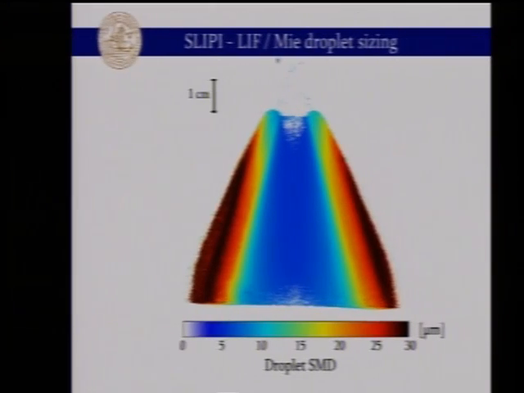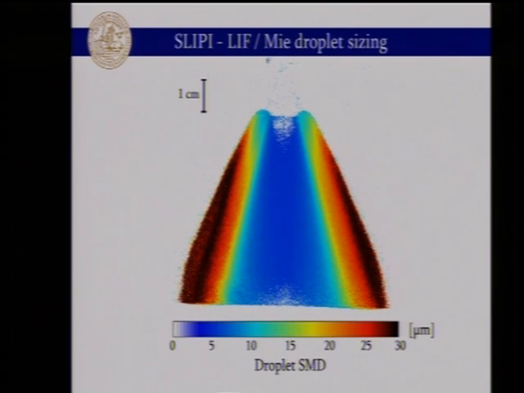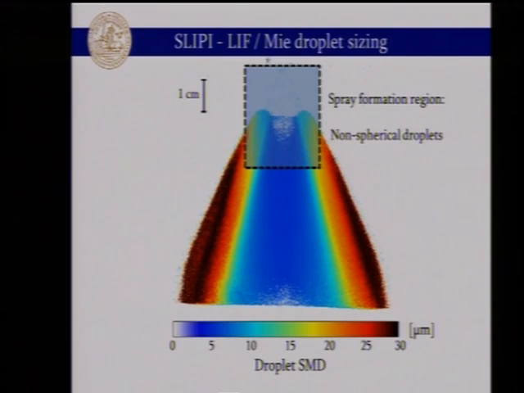So finally, we obtained a 2D droplet size. But you can see that in this region here, it shows small size. So this is not supposed to be this way. As I said, the technique works only for spherical droplets. And this region is the spray formation region. You have ligaments, you have liquid structures that are not spherical, and you have to ignore this region. The technique doesn't work there. It works only when you have a cloud of spherical droplets. So you have to also be careful on this. Always measure when you are sure it's matching the condition of the technique.